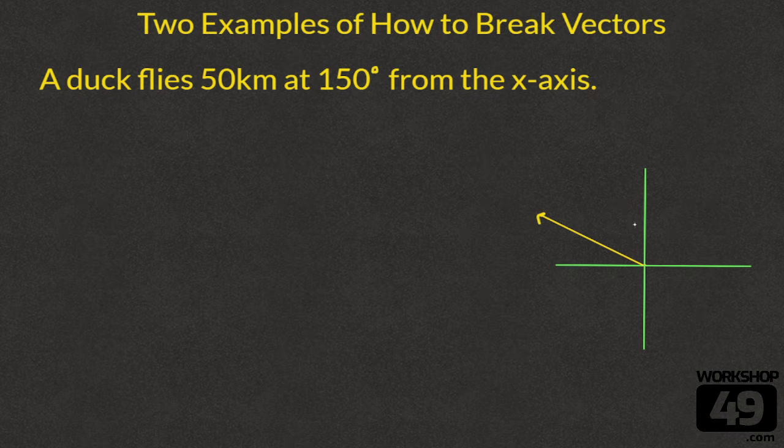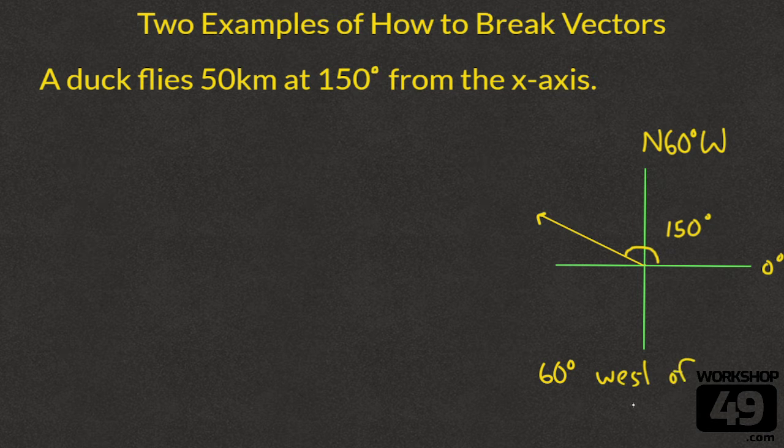And what we need to realize is that 150 degrees from the x-axis is this counterclockwise rotation from 0 degrees. So that's our 150 degrees. And someone could have written this instead as north 60 degrees west, or maybe even as 60 degrees west of north. And those are just different ways they could have represented this vector, but in the end, we are going to want to put it in this from the x-axis.